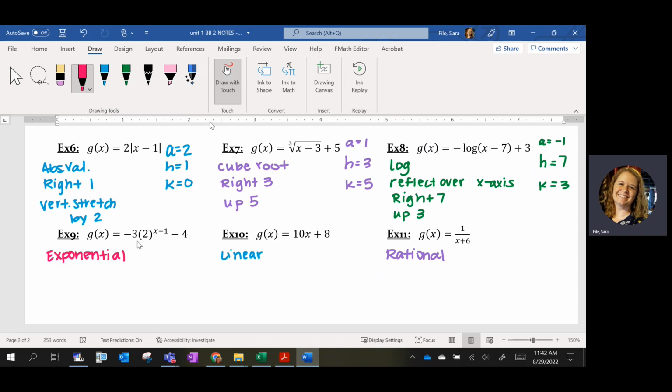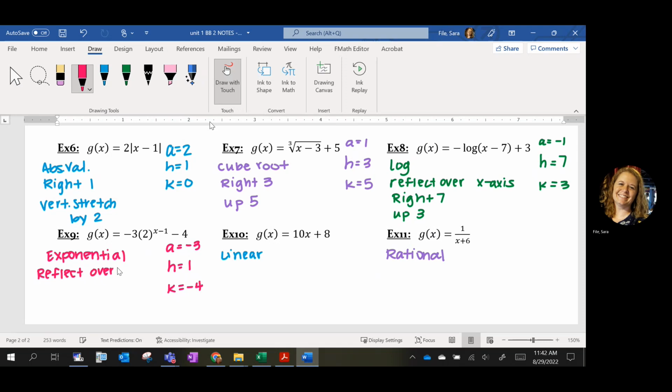All right, now for this exponential, the A value I can see is -3. The H value is 1. And the K value is -4. Okay, so first of all, the A has 2 changes here. It's affecting the graph in 2 ways. It's negative and it's not 1. Okay, so the negative means that it's the reflection over the x-axis. And what does the 3 do? That's a vertical stretch by 3.